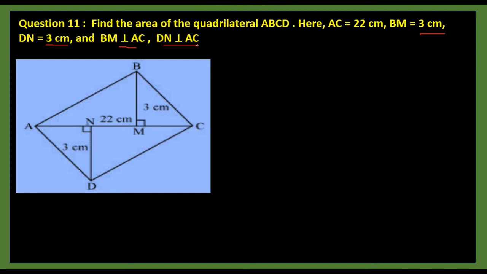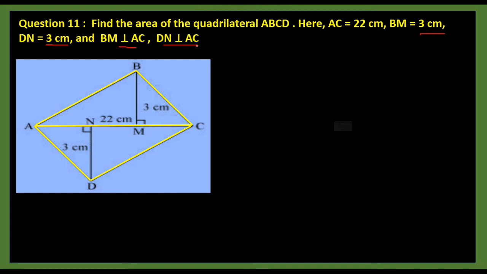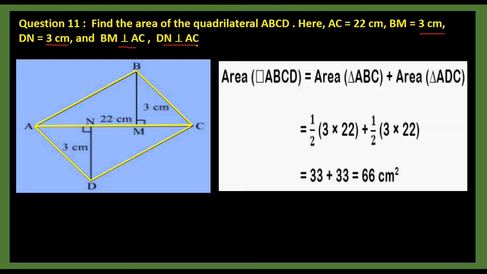So how to find it? First, we will find the area of the upper triangle ABC, and we know area of the triangle is half base into height. Base is 22 centimeter, height is 3 centimeter, so we can find the area of the upper triangle. Then we will find the area of the lower triangle ACD, and same way half into base into height. Base is 22, height is 3, and we add both the areas to get the area of the quadrilateral ABCD.